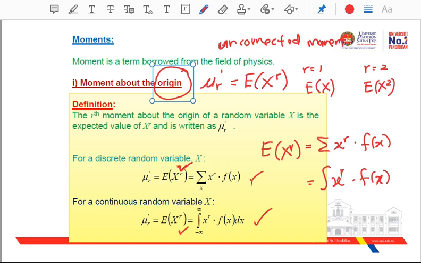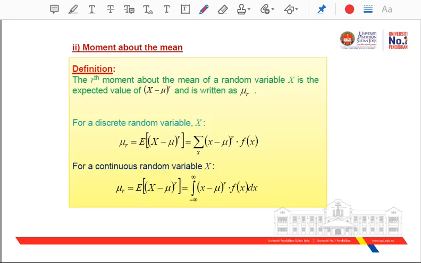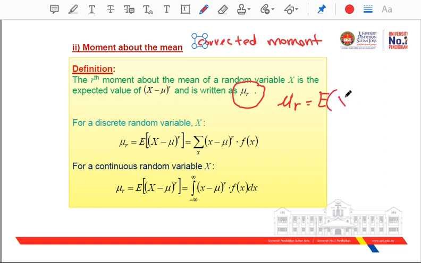Okay, this is about moment about the origin, and we have another term which is moment about the mean. What is the difference between moment about the mean and moment about the origin? This one is also known as corrected moment. And the notation, previously we have mu r prime. Here we don't have the prime, we just have mu r, which can also be written as E[(X minus mu)^r]. Remember, it is corrected moment, and corrected moment means we correct it over the mean. That's why we have it like this.